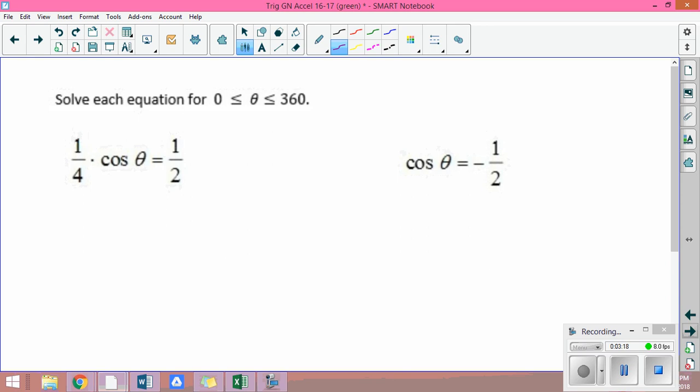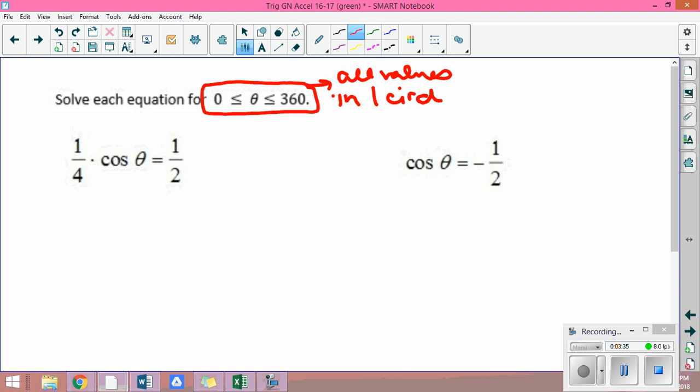Now these look more difficult, but they're not. The first thing is this looks scary, but basically this is just saying all values in one circle. Because we remember from our unit circle work that there are repeat values at different spots, those reference angles, around the circle. So we're going to go one time around the circle. So there's often 2 answers for these problems.